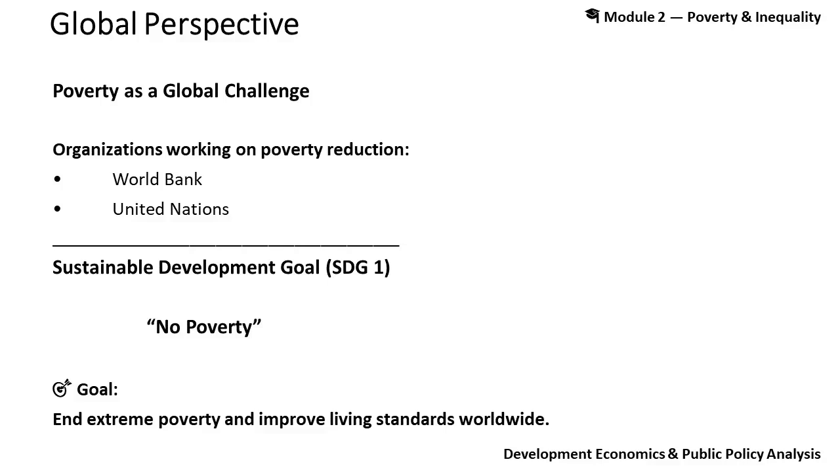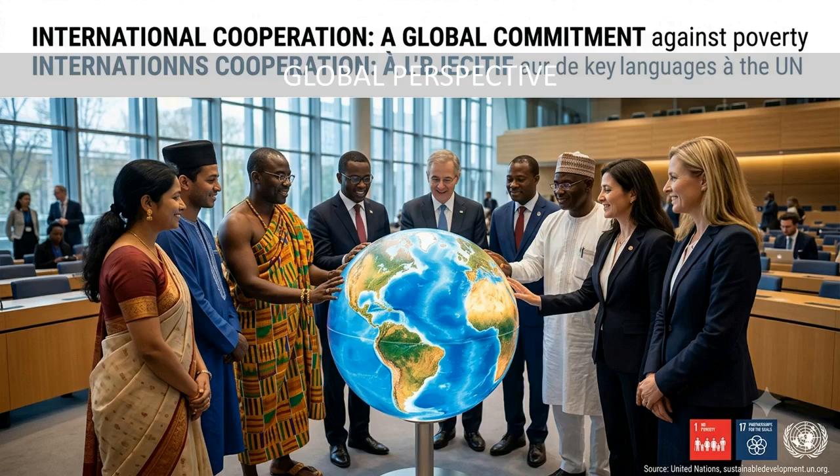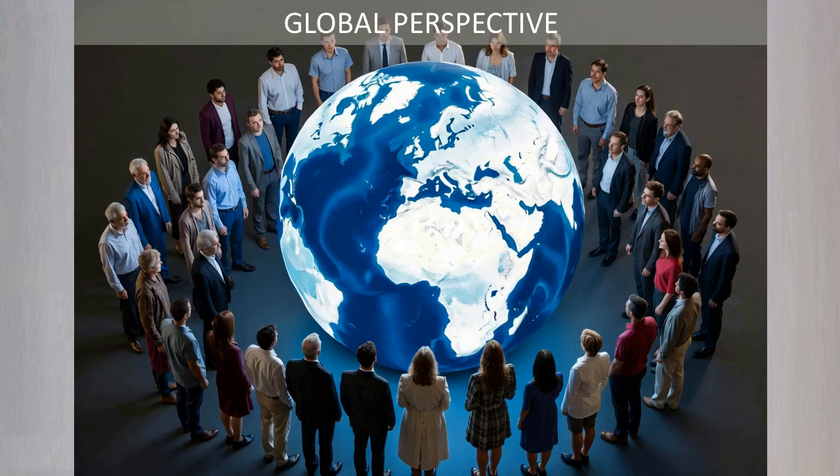Global perspective. Poverty is not only a national issue, it is a global challenge. Several international organizations work to reduce poverty worldwide. These include the World Bank and the United Nations. The United Nations Sustainable Development Goals include SDG 1, which is titled No Poverty. The goal is to eliminate extreme poverty and improve living standards for all people. Achieving this objective requires cooperation among governments, international organizations, civil society, and the private sector.